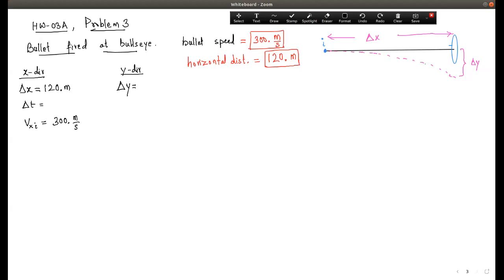In the y direction, delta y, we don't know. But what we are asked is, by what vertical distance does the bullet miss the bull's eye? That's the quantity we're looking for. So we immediately point that out. Delta t, again, we don't know.